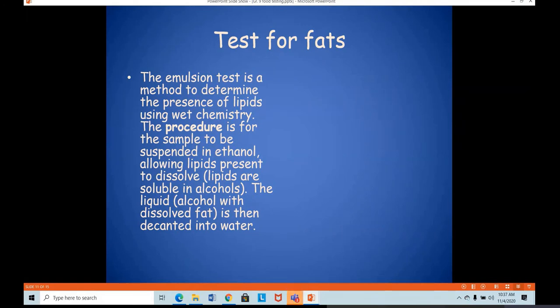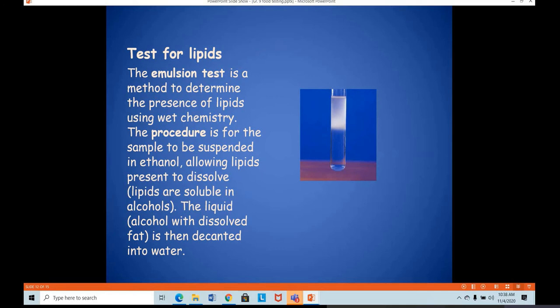The procedure is for the sample to be suspended, meaning the oil to be suspended in ethanol, allowing lipids present to dissolve. The lipids are soluble in alcohols. If we are using water instead, the fats are not soluble in water, isn't it? You can clearly see the oil floating on top of the water. That is why we need to use the ethanol over here, because the lipids are soluble in alcohols like ethanol. The liquid, which is alcohol with dissolved fat, is then decanted into the water. Decanted meaning whenever this fat dissolves into the ethanol, it shows like an emulsion clearly separating from the water, showing the presence of the fat in that particular food.